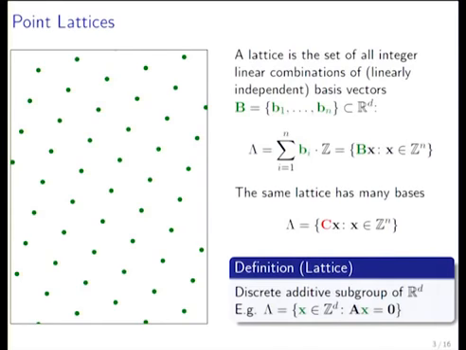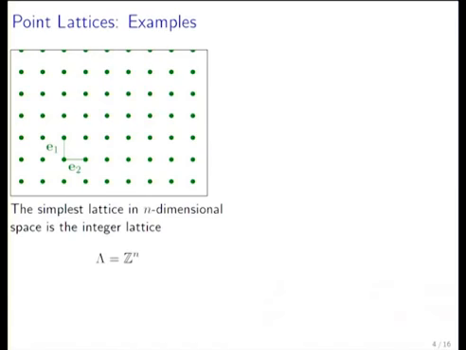So using matrix notation, you can represent the lattice by a matrix with the basis vectors as columns. And the lattice point is given by a matrix-vector multiplication. You multiply the basis matrix by an integer vector x. The same lattice can have several bases. For example, these two vectors, C1 and C2, generate exactly the same lattice as B1 and B2.